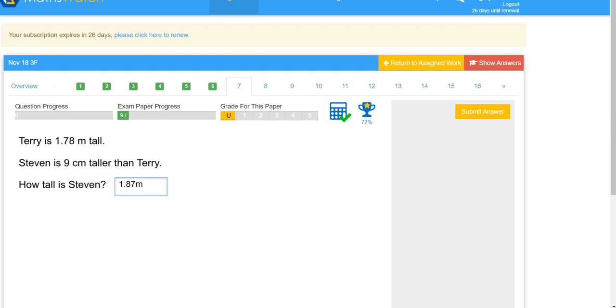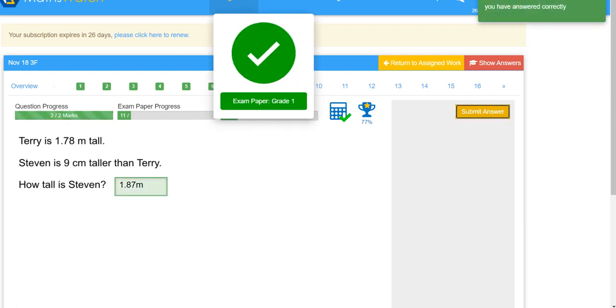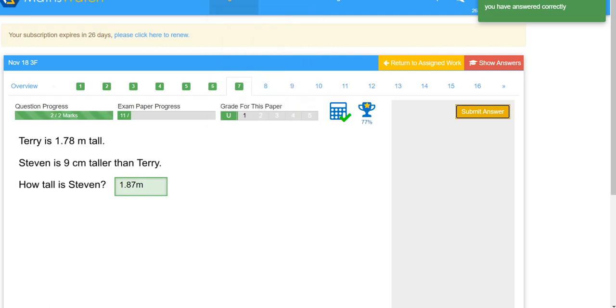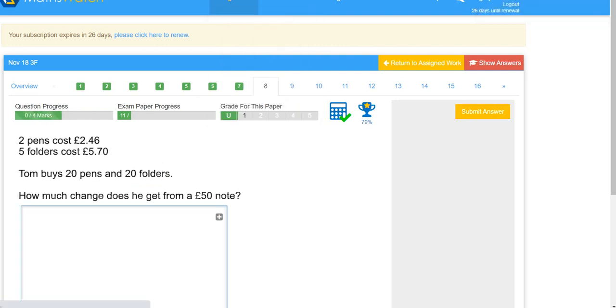And now, obviously, we could write it in theory as 187 centimeters, but I suspect MathsWatch here wants to have it in meters. So hit that and go. We're a grade 1, but grade 1 isn't very high. We can aim a lot higher than that.